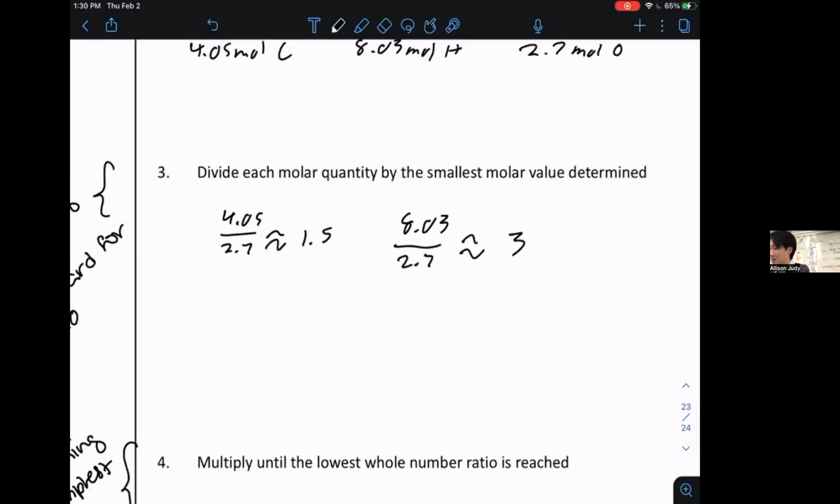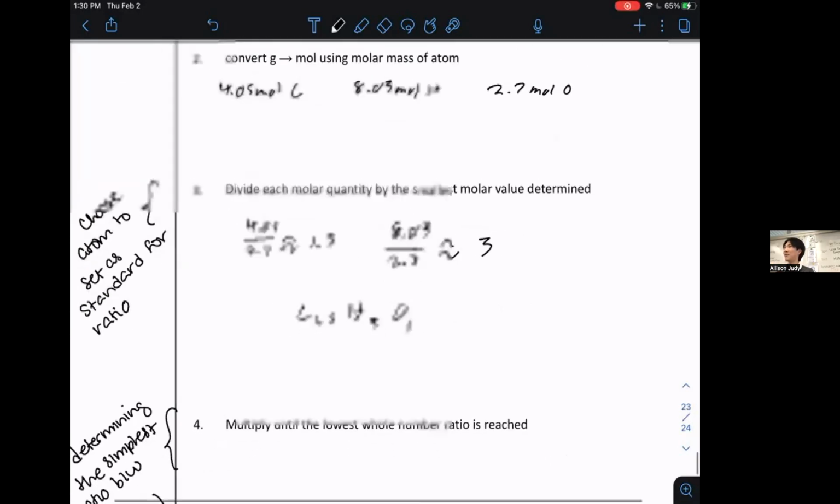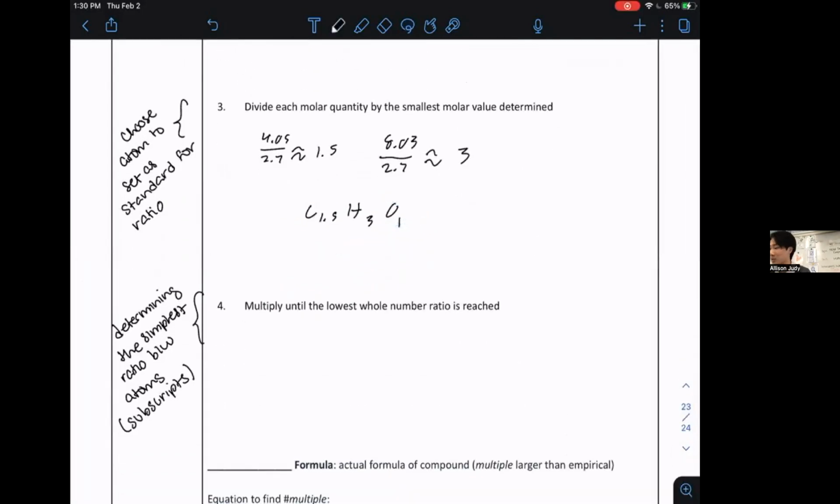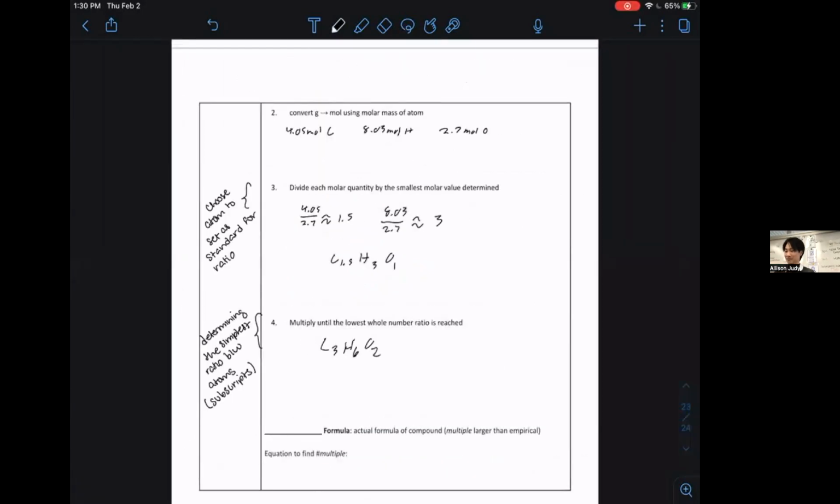If we put these numbers in, it would be C1.5 H3 O1. But we can't have a fraction in the formula, so we multiply by the number that makes the smallest number a whole number, which is 2. That gives us C3H6O2. And that's how we go from percent mass contribution to empirical formula. Does that make sense? Any questions?